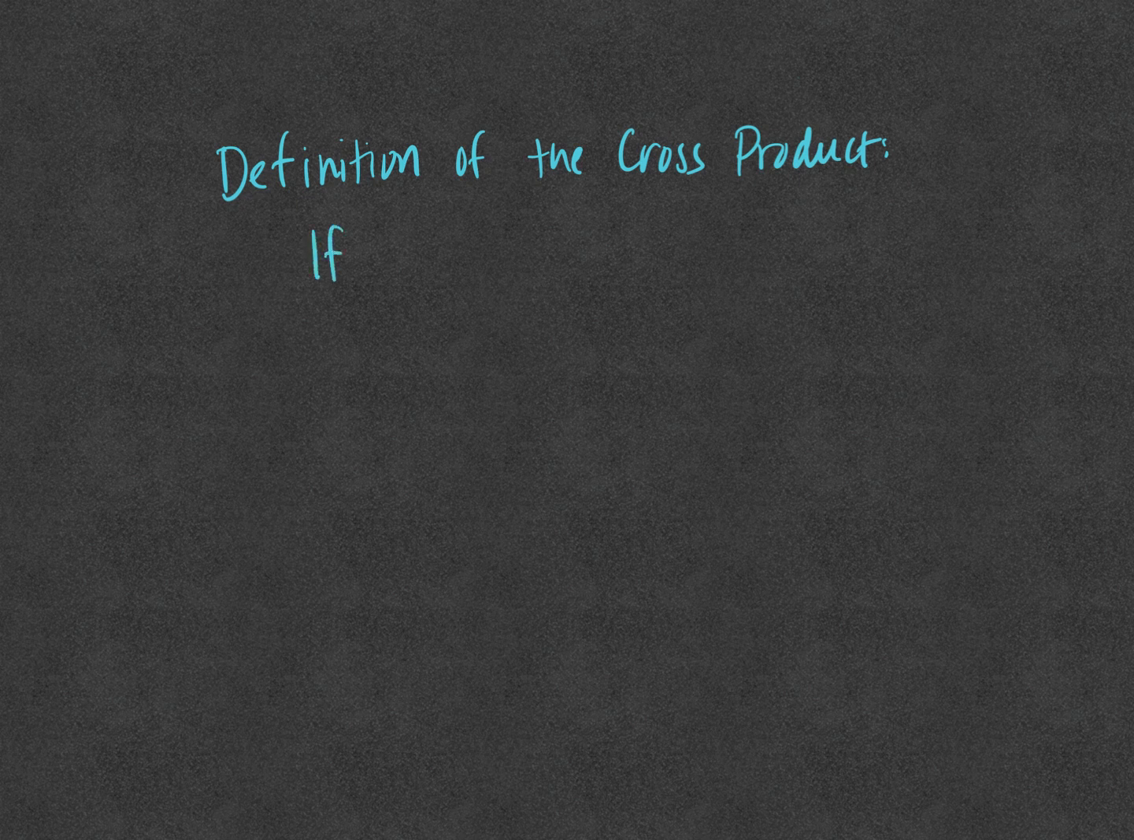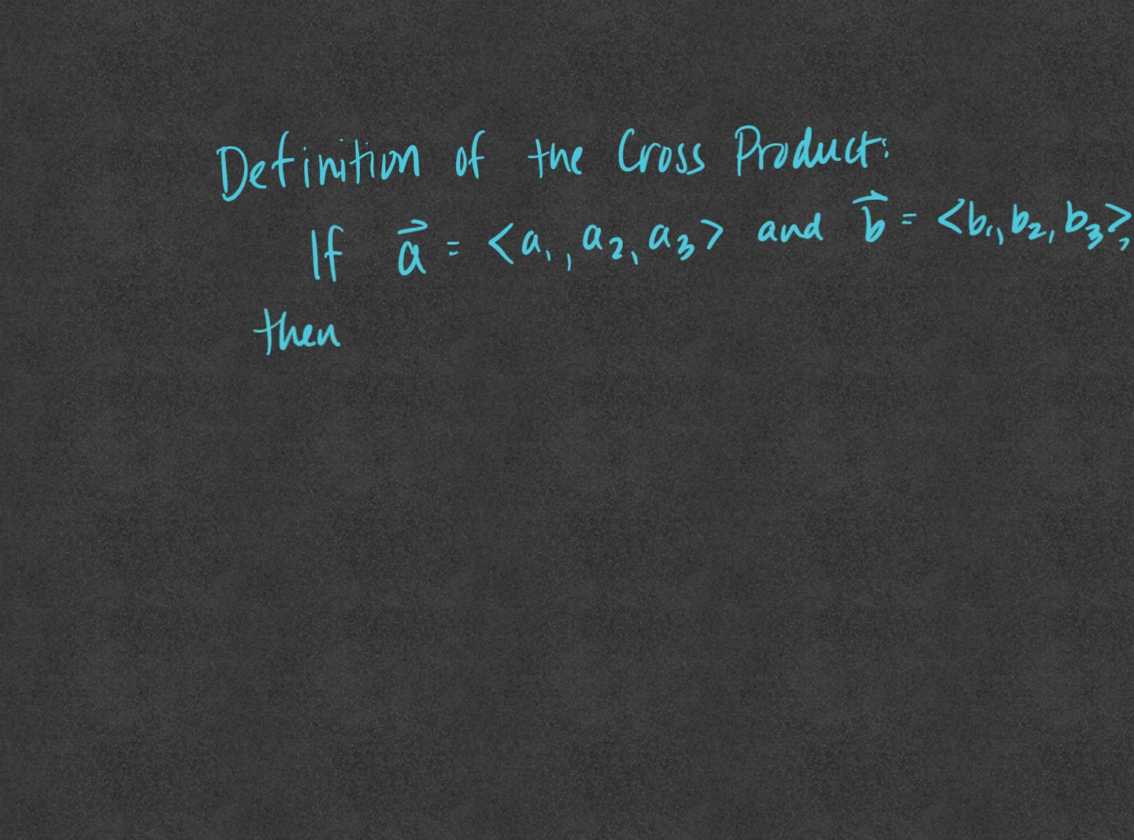If you have vector A, we're going to do three space, A1, A2, A3, and vector B to be B1, B2, B3. So we have two vectors in three space. Then the cross product of A cross B, and they're always vectors, so you're looking at the cross product of two vectors, is given to be a vector.